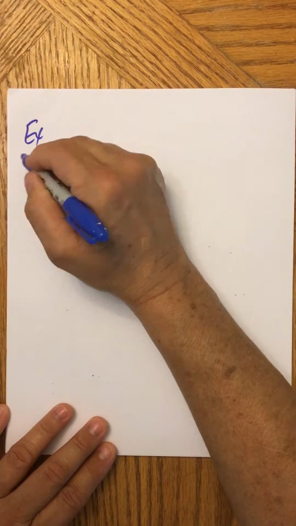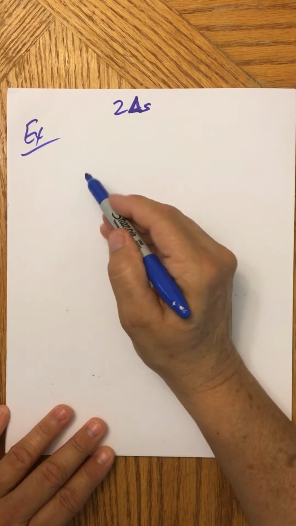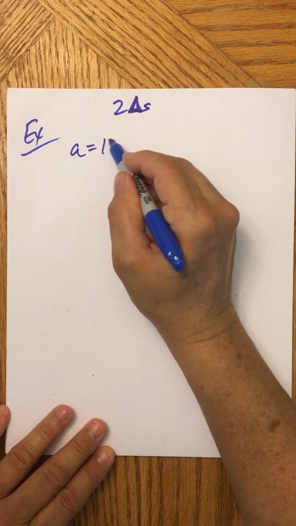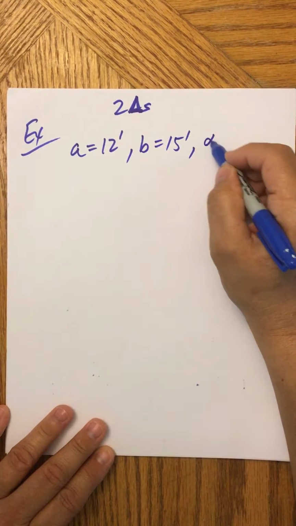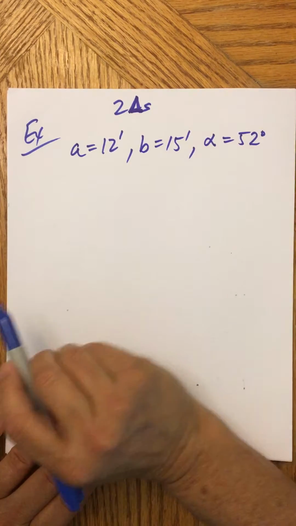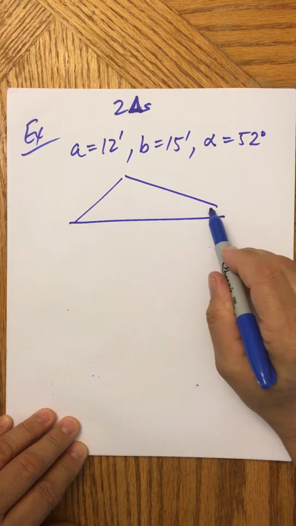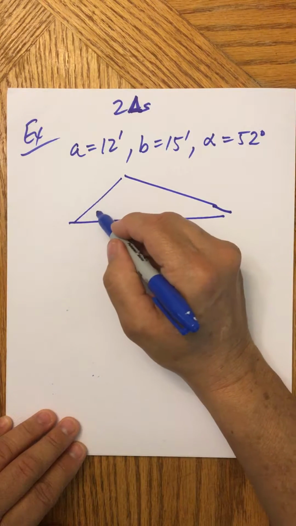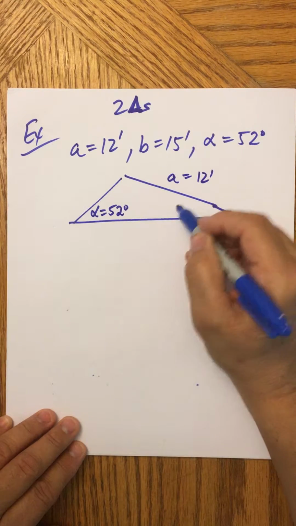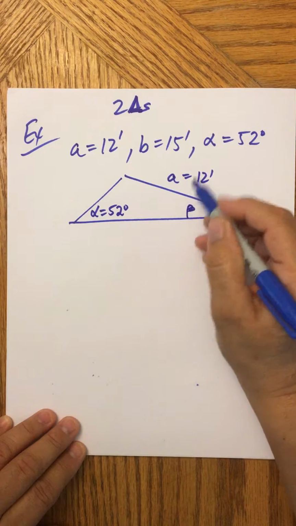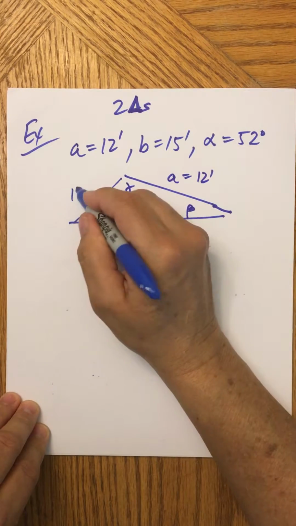So the example for two triangles. All right, that's where A is 12 feet, B is 15 feet, and alpha is 52 degrees. Okay. So again, generically, I just kind of write it, just so I can visually see it. So I have alpha is 52 degrees across from A, which is 12 feet, and then beta, we don't know. Gamma, we don't know either, but we know across from B is 15 feet.